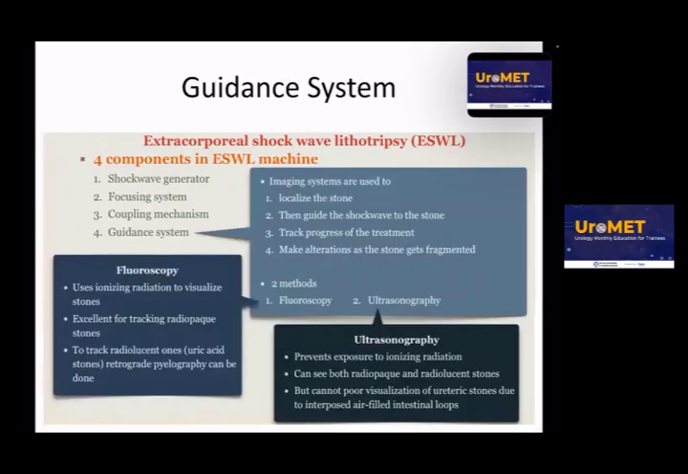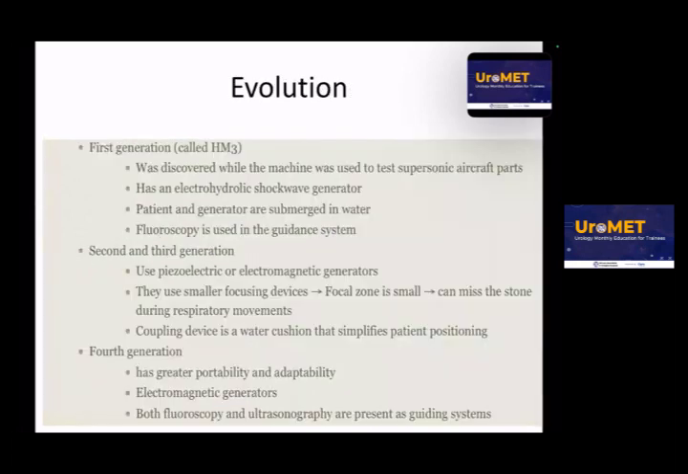Usually we use either ultrasonography or fluoroscopy, that means X-rays. We can use both, or we can use a single modality. As for evolution, from 1st generation, now up to 4th generation machines are available. The 4th generation usually uses electromagnetic shockwave machines.